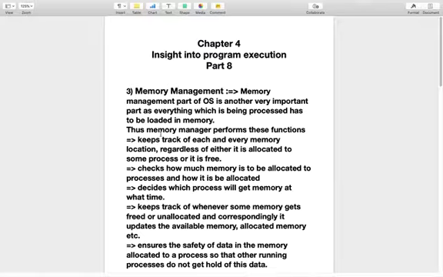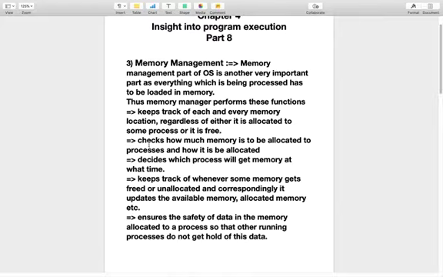So what does the memory manager perform? The following functions. First, it keeps track of each and every memory location, regardless of whether it is allocated to some process or it is free. Second, it checks how much memory is to be allocated to the process and how it is allocated. So how much memory a process will want, it will be allocated by the memory manager.